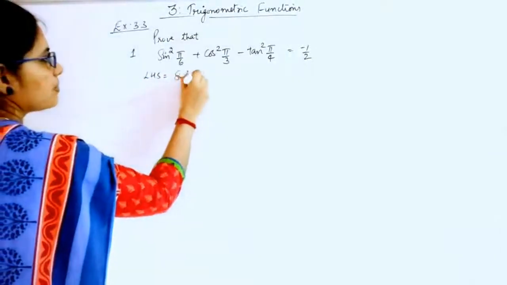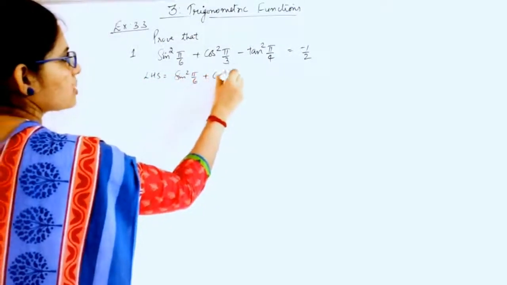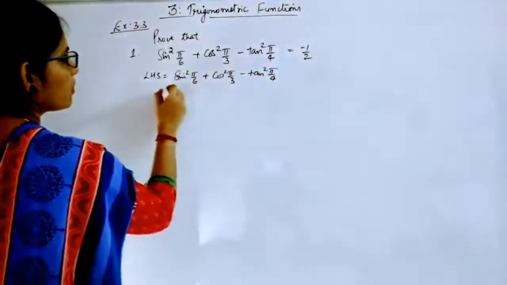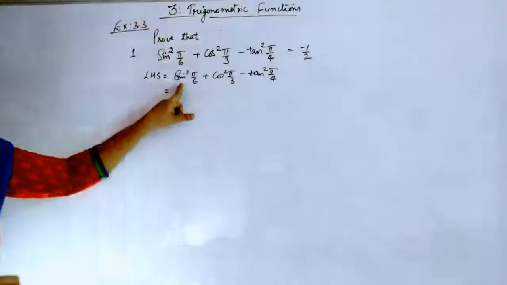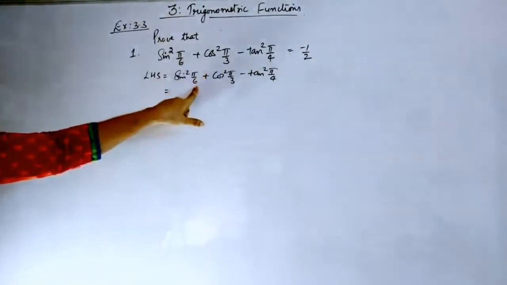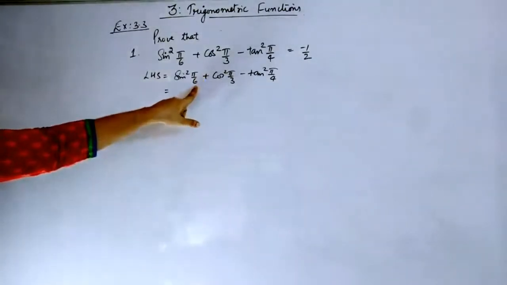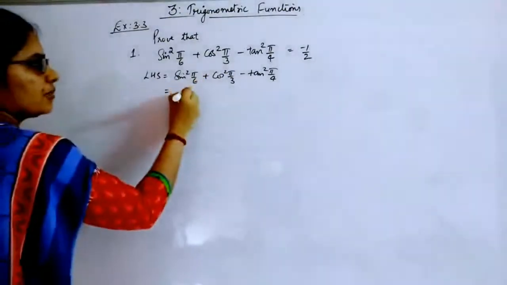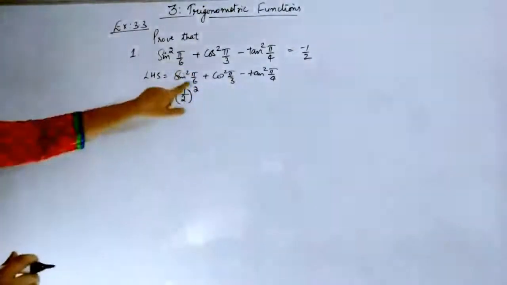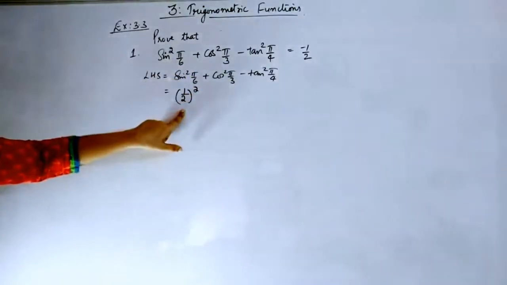Sine square pi by 6 plus cos square pi by 3 minus tan square pi by 4, which is equal to, now we have to see what is the value of sine pi by 6. Pi by 6 is how much? It is 30 degree, and sine 30 degree or sine pi by 6 is 1 by 2. So it is 1 by 2 the whole square because it is sine square.